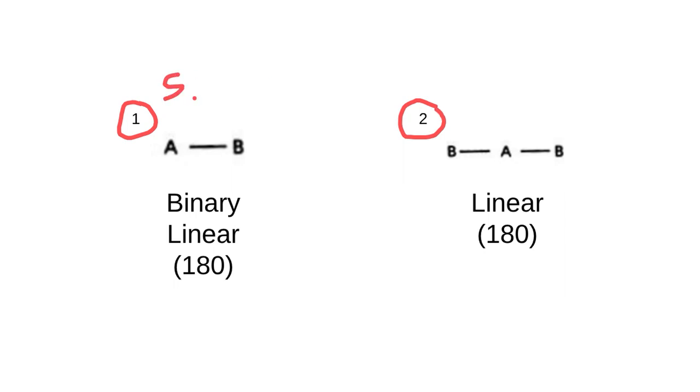Steric number. It's a very big N. So, your binary linear molecule might also be called linear, right? There's only one bond here. There's one connection, one object around this, so that's why it's steric number 1. Here, there's two, right? There's two of these bonds, two of these objects around the central atom. So that's why it's steric number 2, okay?